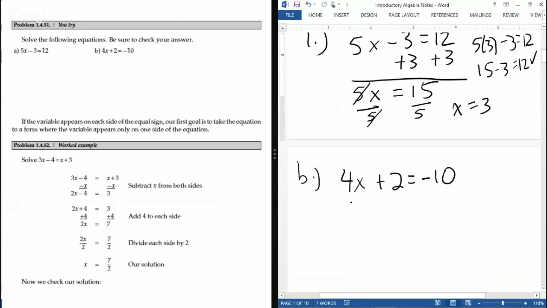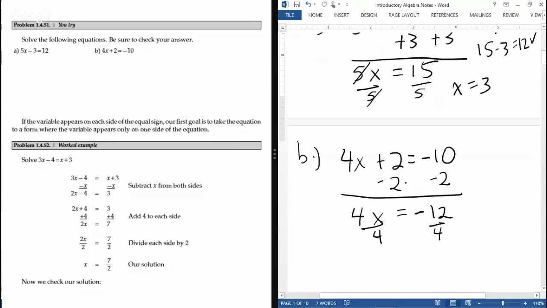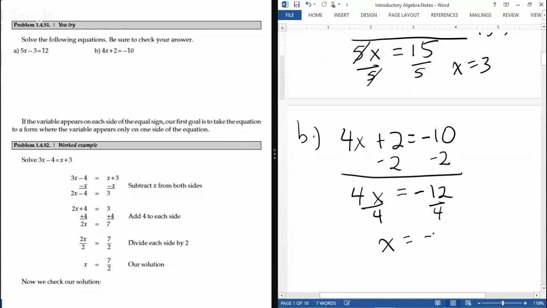So the first thing we want to do is isolate the x term. And so we have to get rid of that positive 2. So positive 2 is being added on the left side. So what we can do is subtract 2 from both sides. Okay, we end up with 4x equals negative 10 minus 2 is negative 12. Okay, that's like if you lost $10 and then lose another $2, you're down to negative $12. And now divide both sides by 4. When I do that, I get x is equal to negative 3. So the first one is 3, and the second one is negative 3.